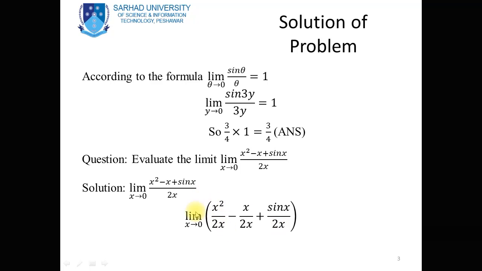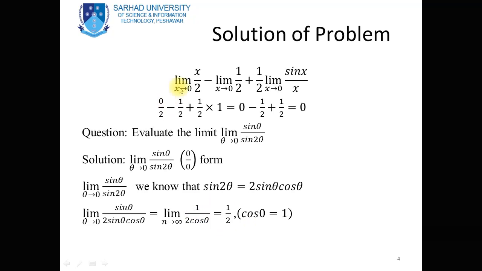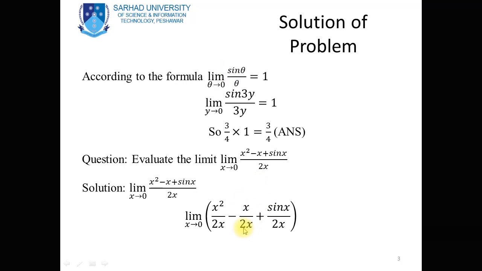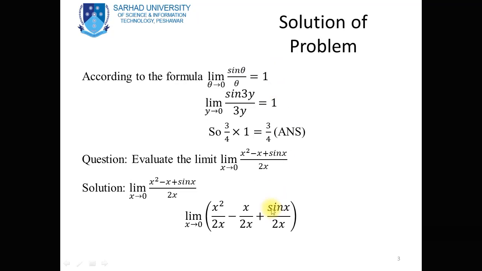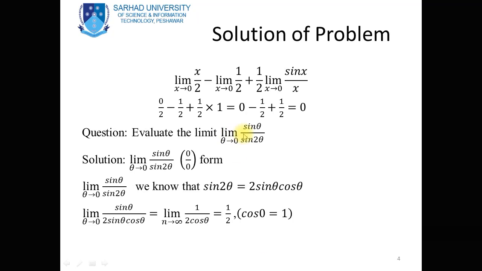Now x and x cancel. In the first term we obtain x by 2, and in the second term you see over here x and x cancel, we obtain 1 over 2, and in the last term you see over here sine x divided by x. So x appears in the denominator and x tends to 0, so we can easily apply the theorem on this term, limit x tends to 0 sine x divided by x. According to the theorem, this term will be equal to 1.